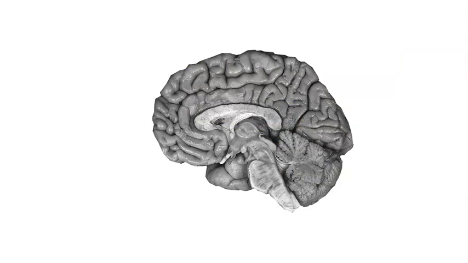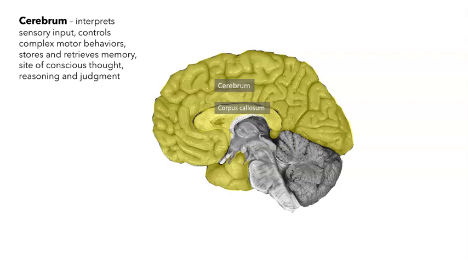Okay, these different regions of the brain serve different functions. Let me talk about them a little bit more. So here is the cerebrum, this large structure, and what I've colored here initially is just the part of the cerebrum we call the cerebral cortex. It also includes major fiber tracts as part of the cerebrum, including this, the corpus callosum. The function of the cerebrum is to interpret sensory input, control complex motor behaviors, store and retrieve memory. It's the site of conscious thought, reasoning, and judgment.